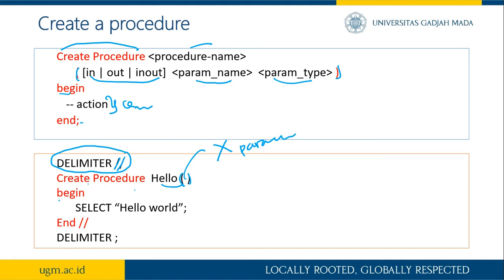And then begin, and I try to select the hello world, so it will show hello world in the console. Select hello world, and then end of the query, which means it will start here and end here because it already has the double backslash. And last, don't forget to change the delimiter back into semicolons. Okay, now let's practice.